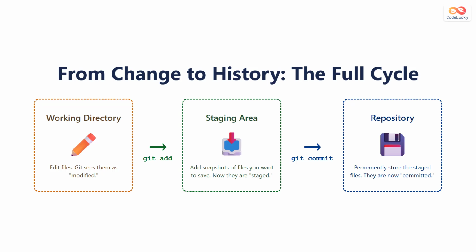So, to recap the entire process, you start by modifying a file in your working directory. Then, you use git add to move it to the staging area. Finally, you use git commit to take everything in the staging area and create a permanent record in the repository. This is the fundamental workflow you'll use constantly when working with Git.